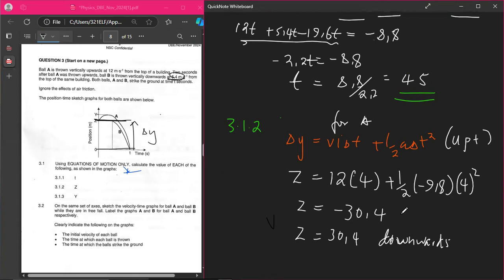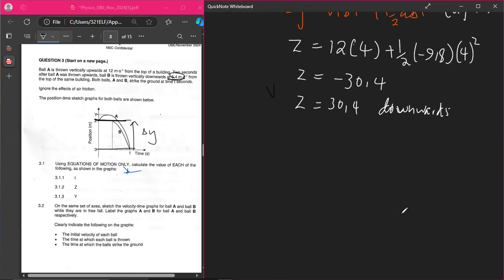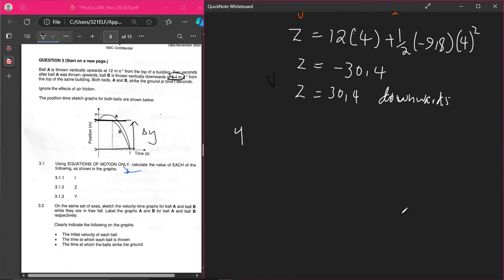So we are done with that z, and now we are going to try and calculate y. What is our value of y? This is 3.1.3. They want y. The y that they're talking about is the maximum height above the ground. So we still have to find the maximum height for ball A.